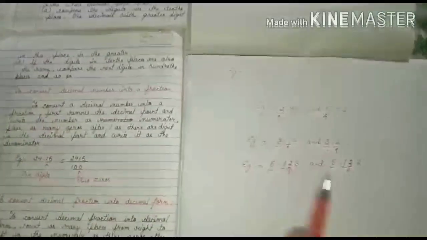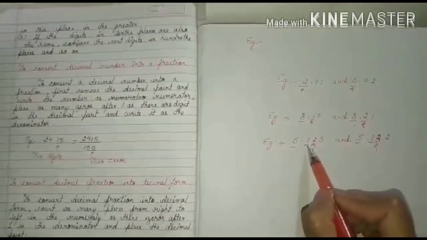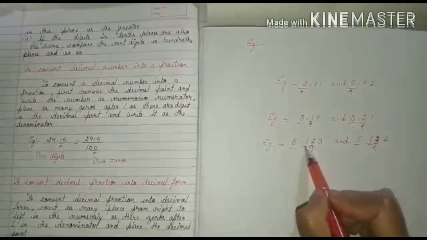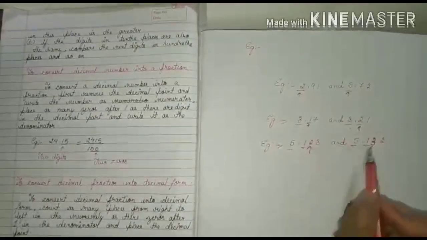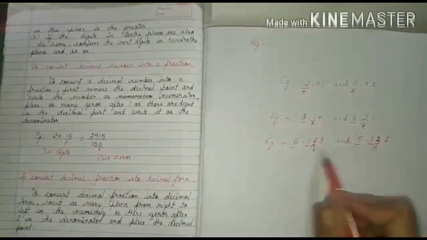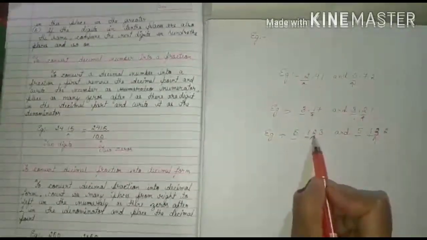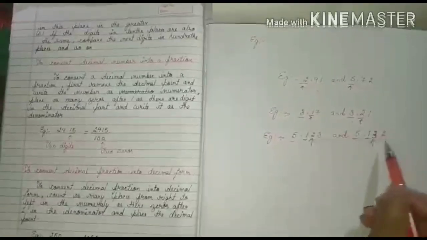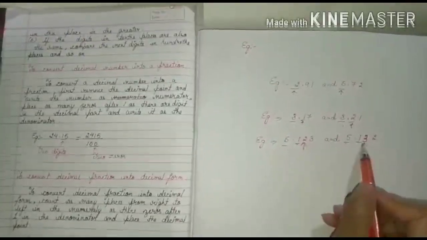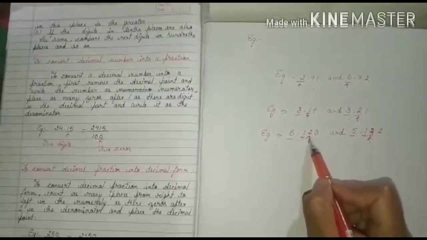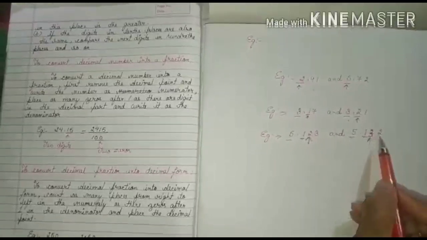Next rule: we have to compare the digits in the hundredths place. For example, in the hundredths place, one number has 2 and the other has 3. Comparing them, 3 is greater than 2, so the second decimal number, that is 5.132, is greater than 5.123.